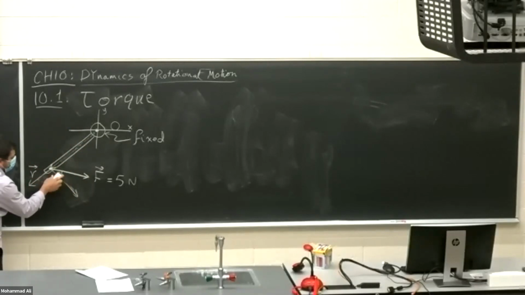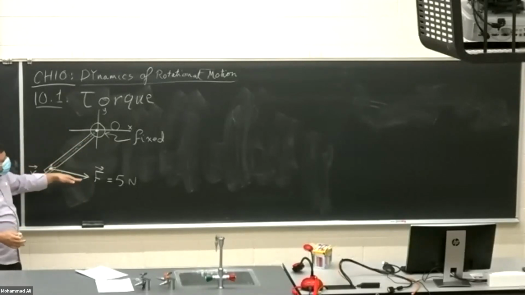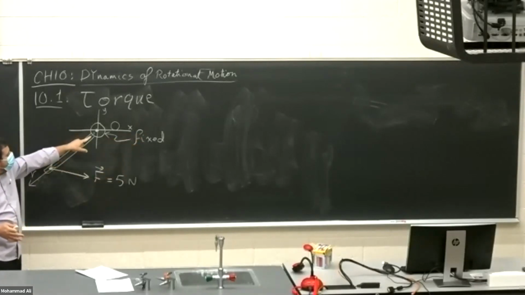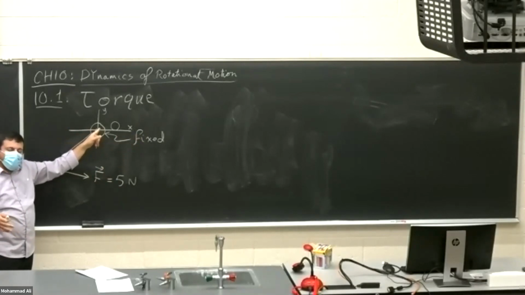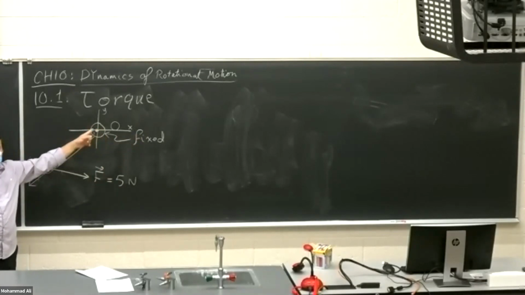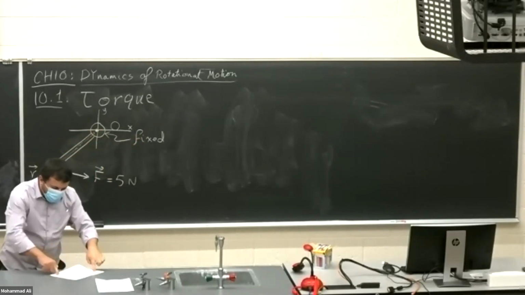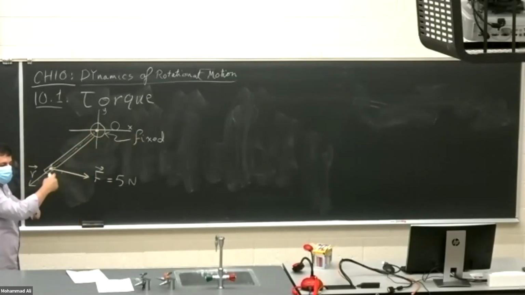Now, we know from before that the force has a linear effect. But in this case, we fixed the object at one of its points. Then the object will rotate.